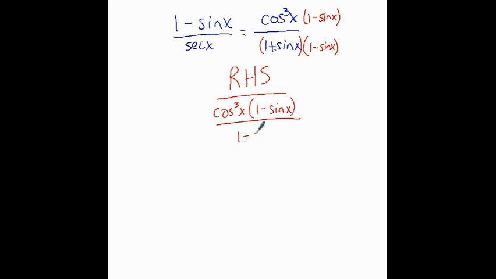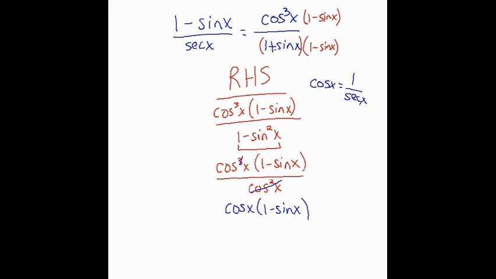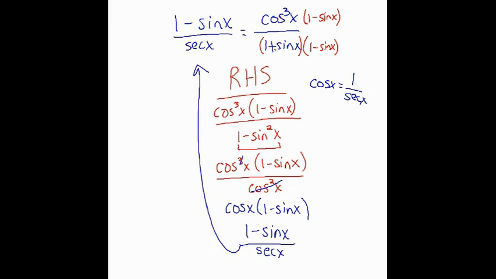So we get 1 minus sine squared x, and now we've got a Pythagorean identity, or an alternate form. Now, 2 of these will cancel, and this will cancel, so I'm left with, let's remember that, so I can transform this into 1 minus sine x all over secant x, and we get the left-hand side, which means we're done.